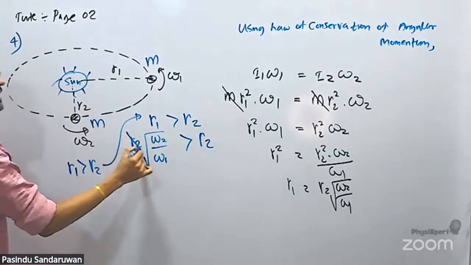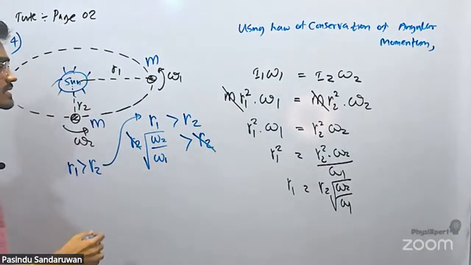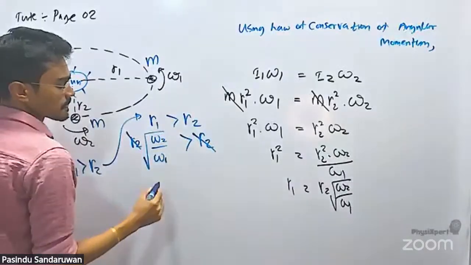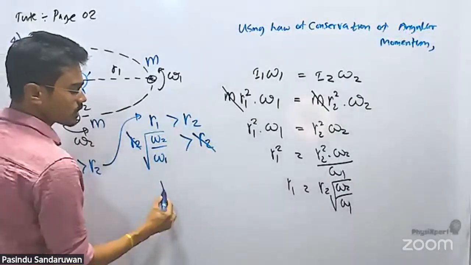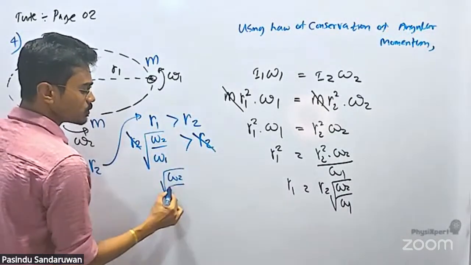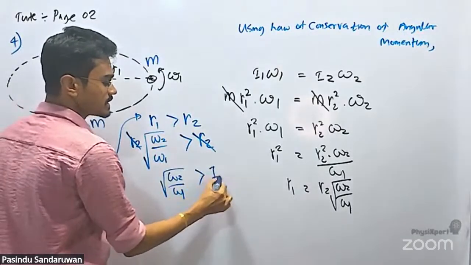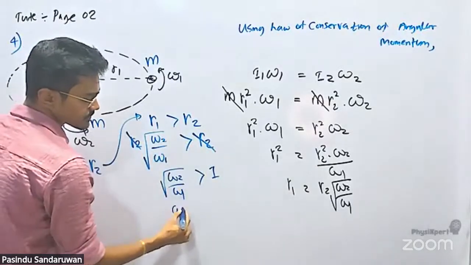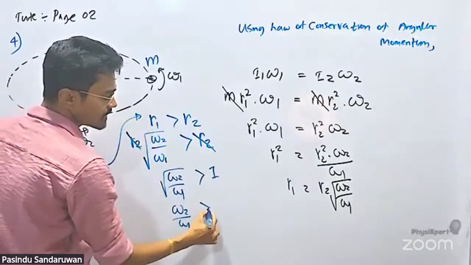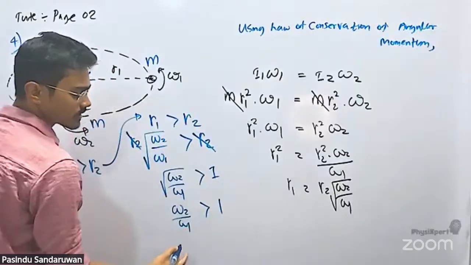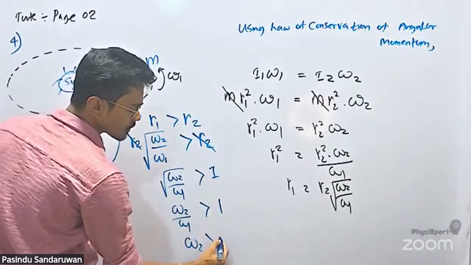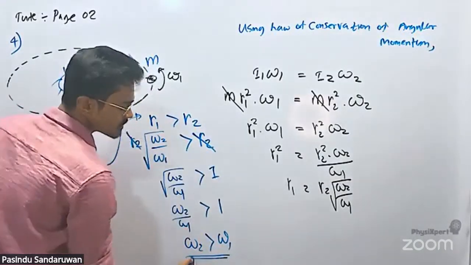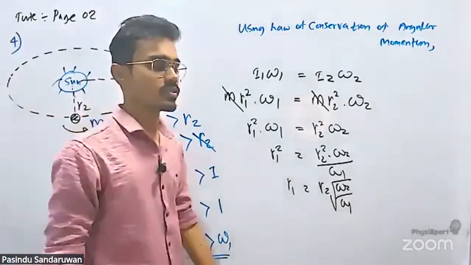Now R2 cancels from both sides. And this is what remains: root of omega 2 over omega 1 is greater than 1. So square both sides. Then omega 2 over omega 1 is greater than 1 squared, which is still 1. Then it says omega 2 is greater than omega 1. Final proof: omega 2 is greater than omega 1.